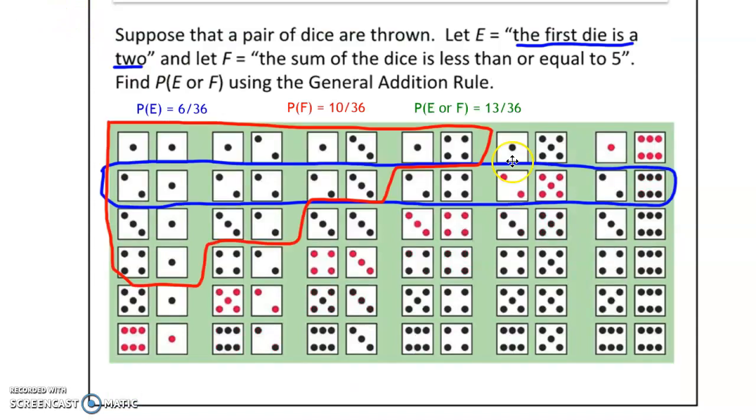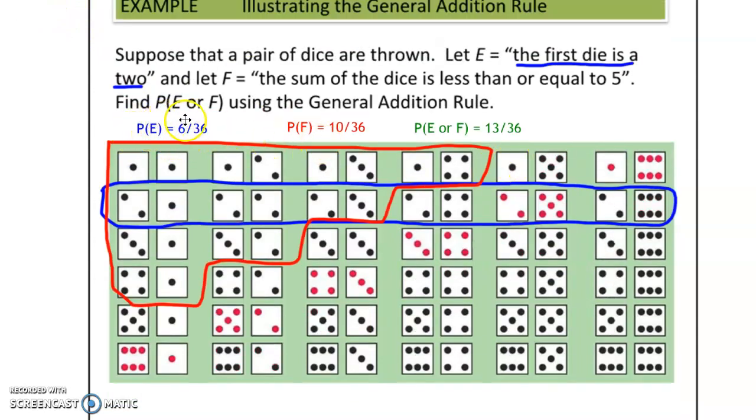All right, you can see that I circled all of the outcomes in event E in blue. That is 1, 2, 3, 4, 5, 6 different possible outcomes that the first die is a 2. 6 divided by 36 is the probability of event E happening. For the probability of event F, we're looking at 10 different outcomes for 5, 6, 7, 8, 9, 10. So that's 10 out of 36. The probability of E or F, I'm looking at all of the outcomes that were circled, is 13 out of 36. There's 4, 5, 6, 7, 8, 9, 10, 11, 12, 13. Remember, we're looking for anything in E or anything in F.